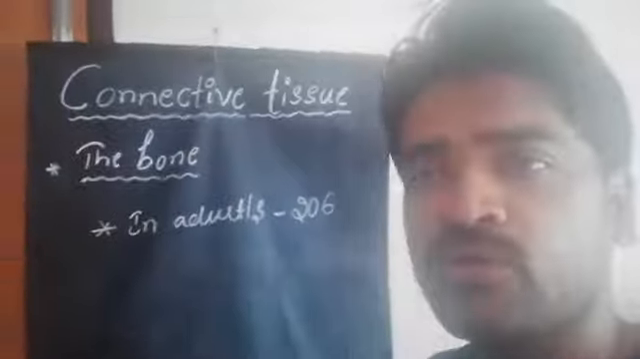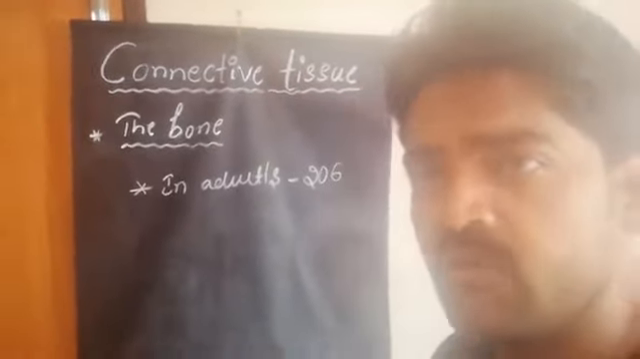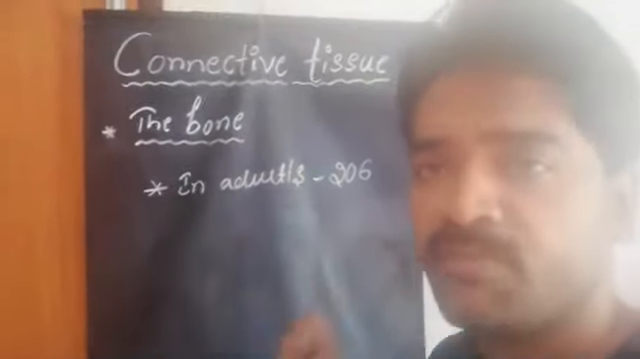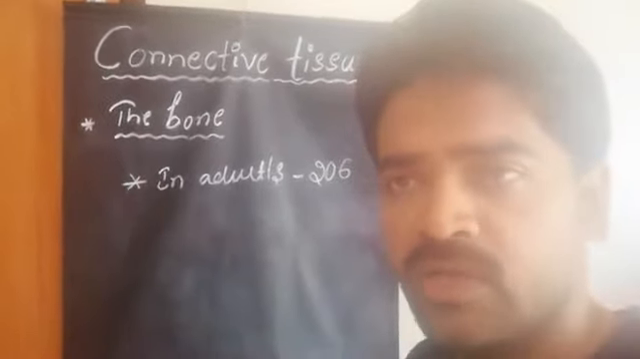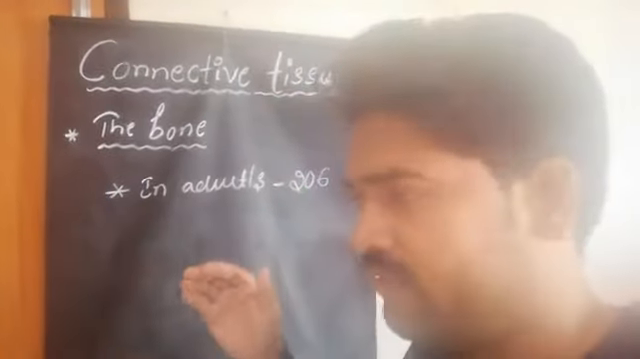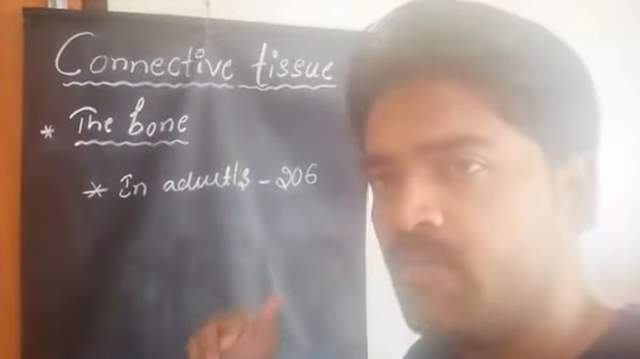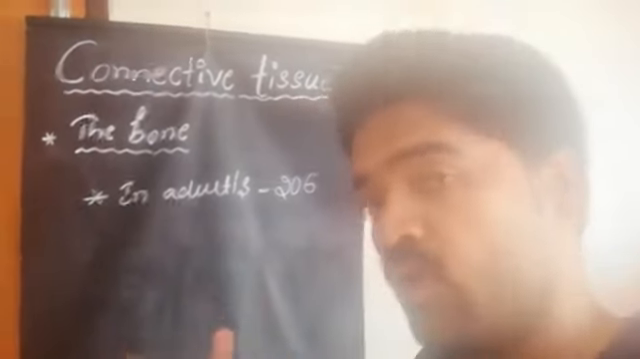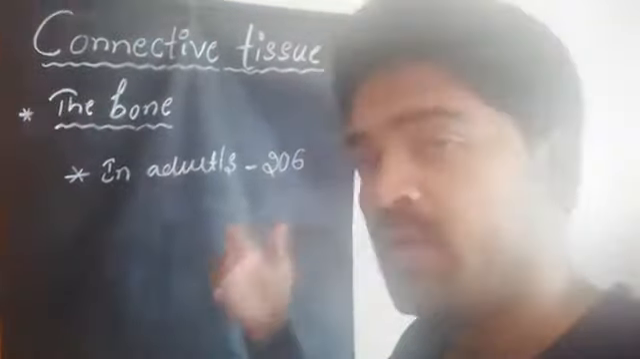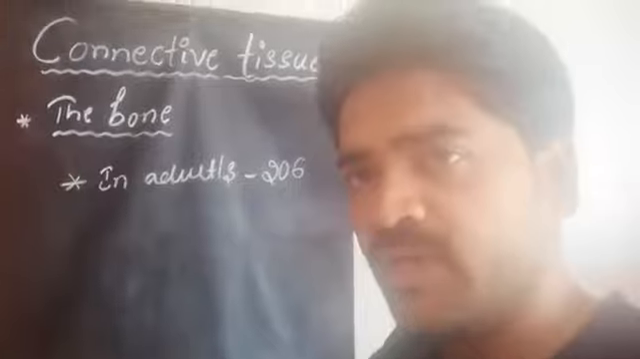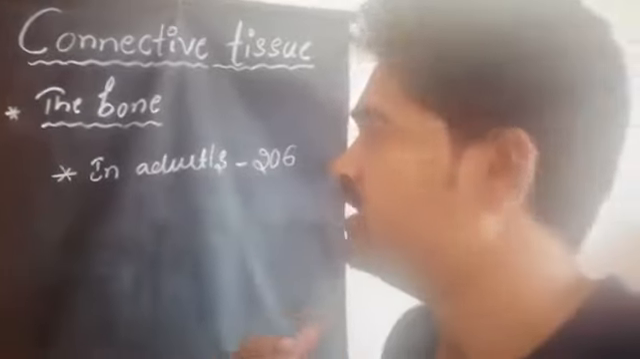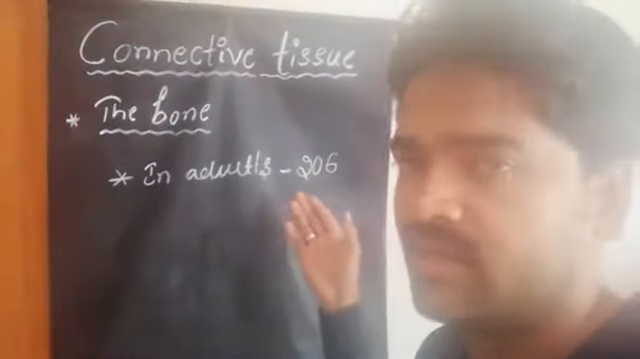When we look at the number of bones present in our body, in adults there are 206 bones. But when a baby is born, the number of bones is more than 206. There are 300 plus bones in babies. But as the baby grows gradually, the bones join and merge together, and finally it becomes 206 in number.